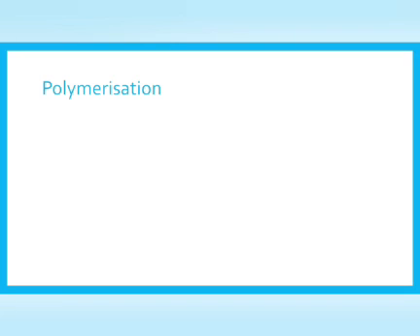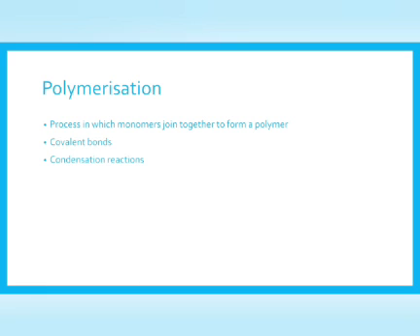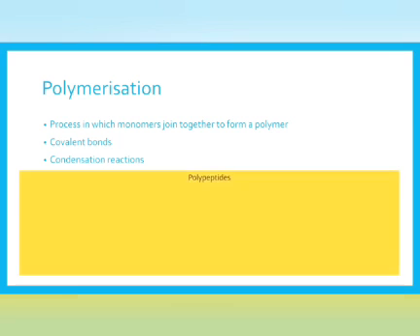So let's now talk about polymerisation. Polymerisation is the process in which monomers join up to form a polymer, and these monomers are joined by covalent bonds. Usually these bonds form as a result of a condensation reaction, and a condensation reaction is something we're going to talk about a bit more later on, but it involves a water molecule being eliminated in order to allow for a new bond to form.